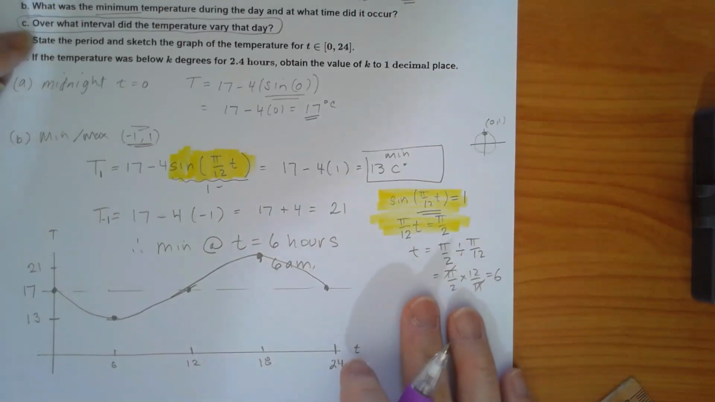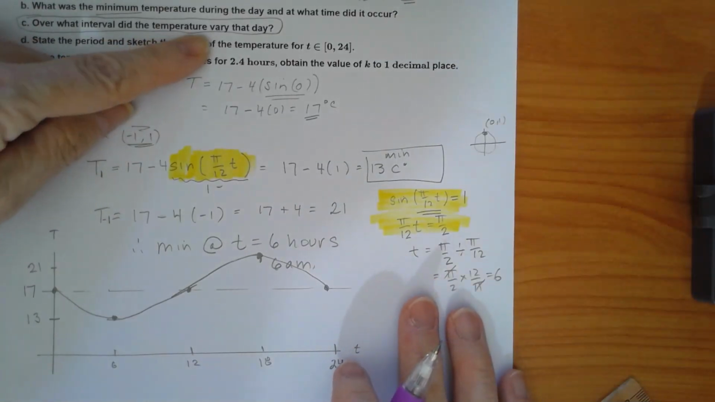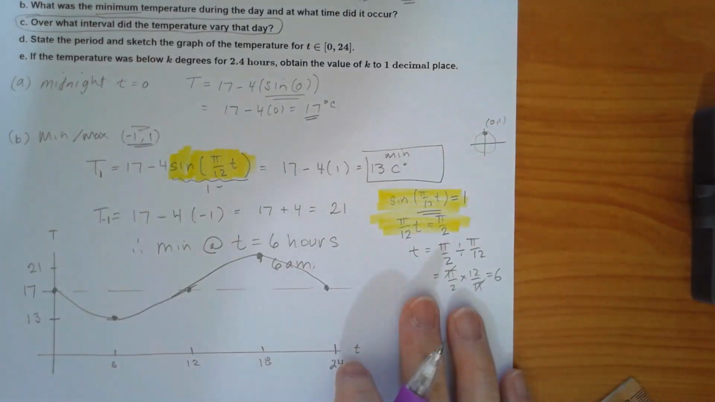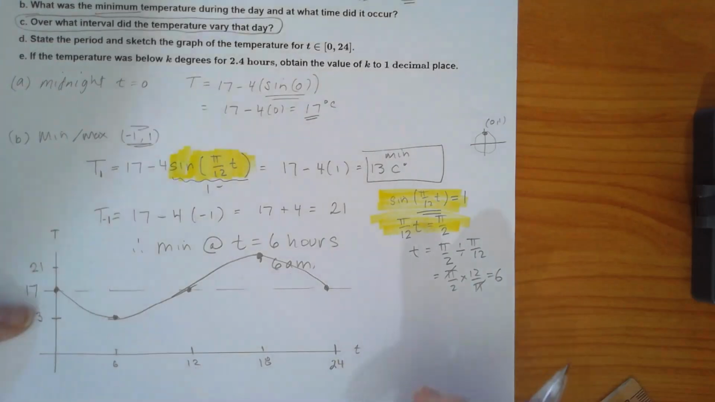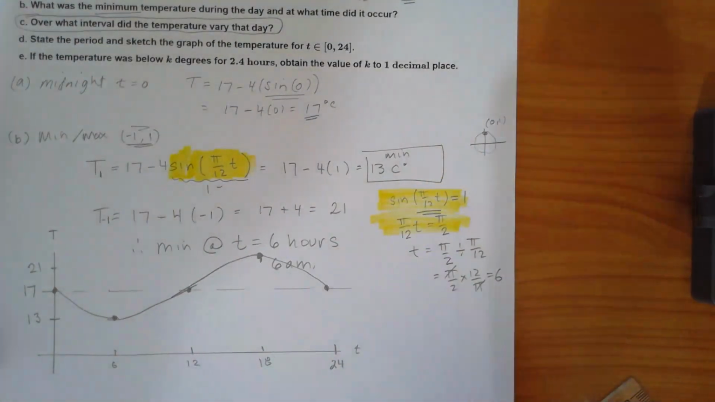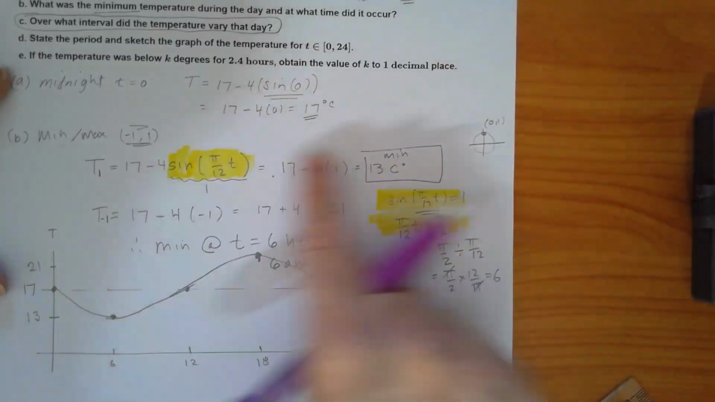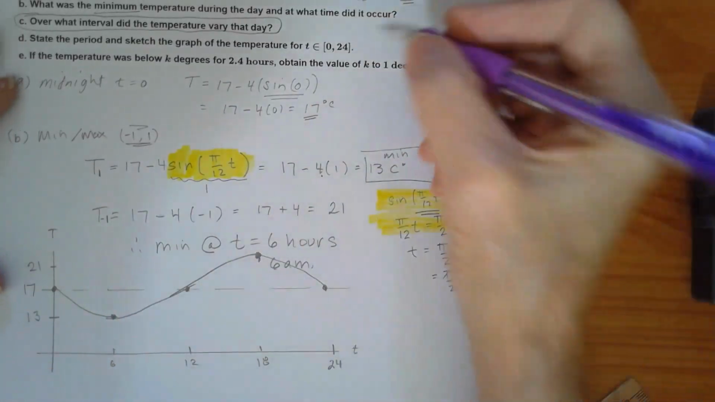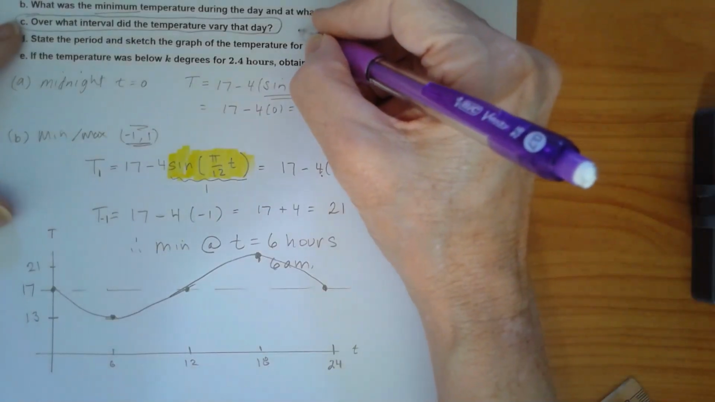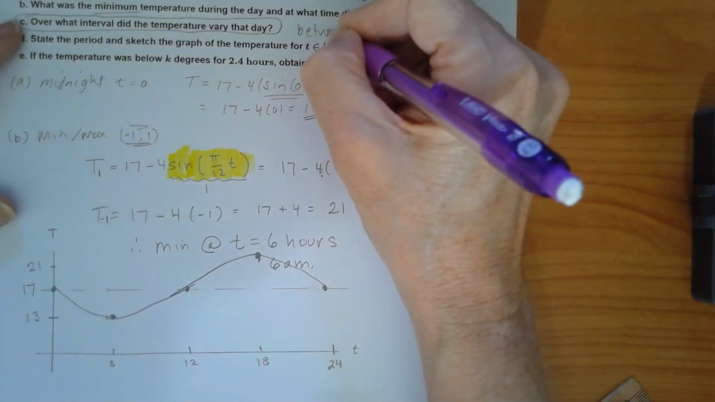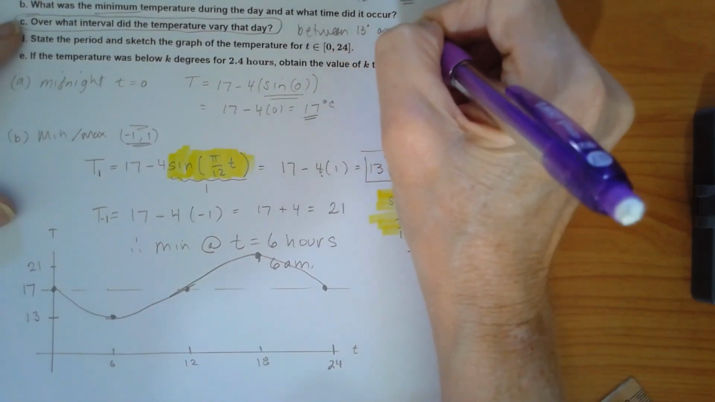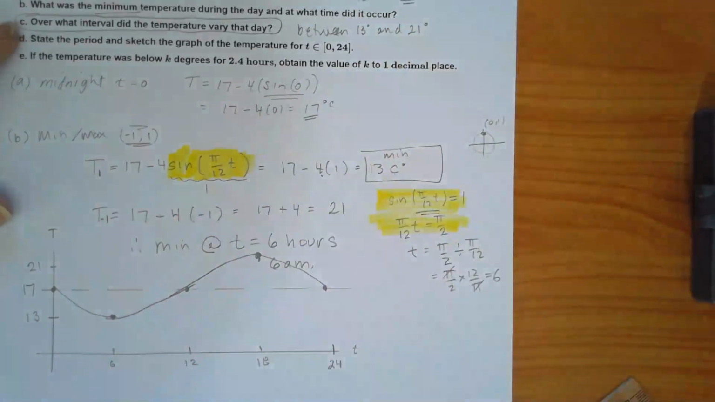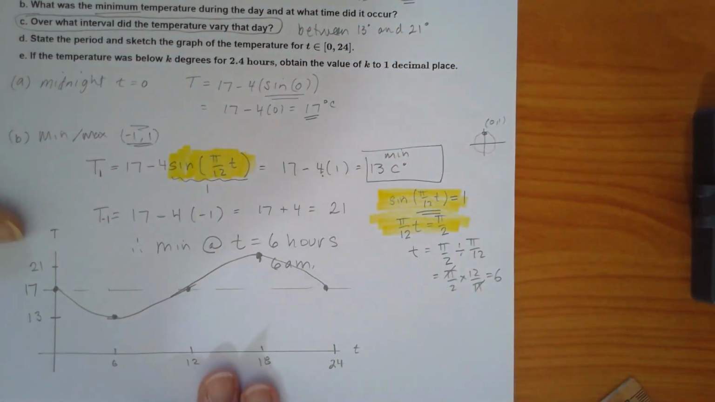So it said, over what interval did the temperature vary on that day? I think what they're saying is, over what interval here, how did the temperature vary? So it varied between 13 and 21 degrees. I guess I could have done that from here, from this max and min. I don't know. It was confusing to me. So between, whoops, 13 and 21. That's how it varied. Much like cans, I would say, on a winter's day.